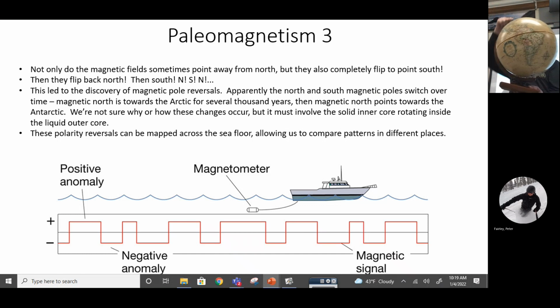But your compass points up here today. But 10,000 years ago, your compass would have pointed down here. 15,000 years ago, it would have been pointing up here. 30,000 years ago, it flipped down here again. We're not sure exactly why this magnetic compass flips from north to south. And it does it kind of randomly. But it happens. We can measure it.